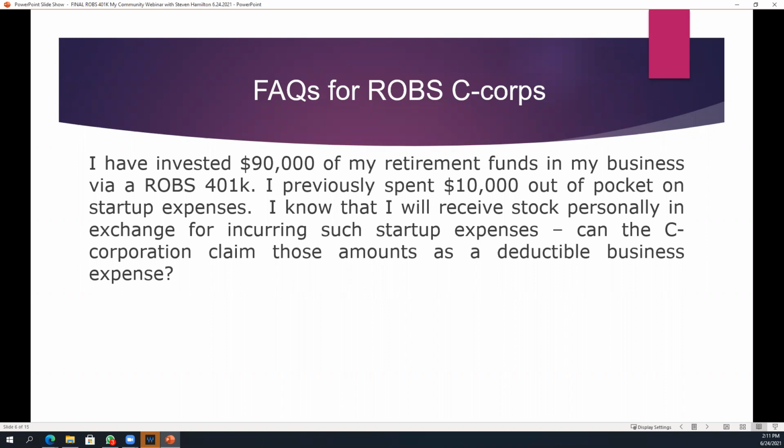So the corporation will treat those as typical startup costs. I don't know how much additional startup costs in this case it will incur, but it would then follow any typical standard business startup costs. Typically, your first $5,000 or so is currently deductible, and the remaining has to be amortized over 15 years. So not intentionally a two-part question, but I wanted to answer the underlying one. The short version is yes, it can claim those amounts as deductible business expenses.